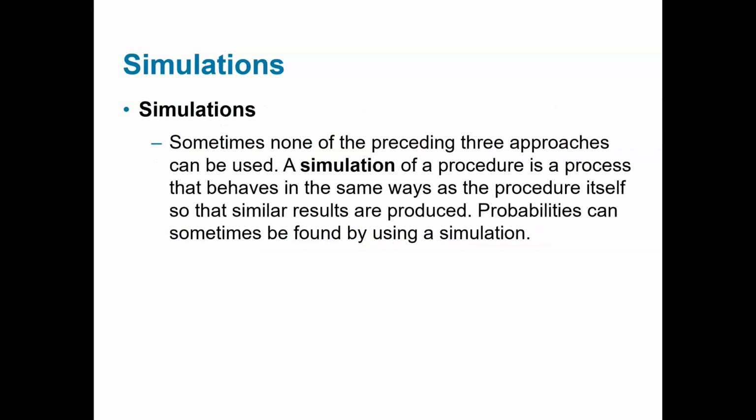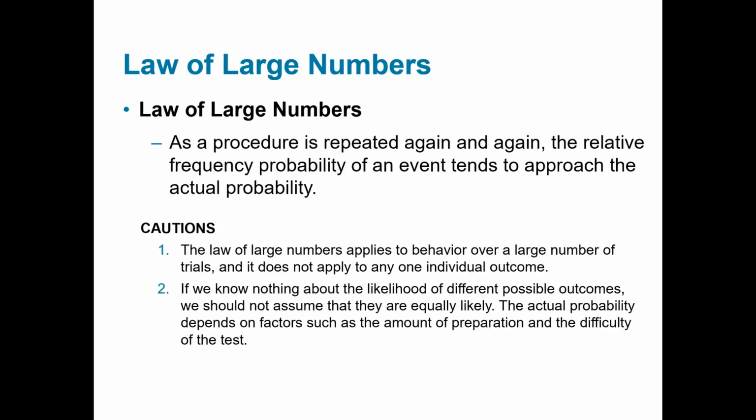Sometimes none of the approaches can be used, and we have to kind of create a simulation to figure out the probability. And then the law of large numbers says that if a procedure is repeated again and again, the relative frequency probability tends to approach the actual. Remember that relative frequency is in the past, and so if we keep repeating it over and over, it might actually tell us something about what's actually happening. And that's going to conclude part 1 of section 4.1.